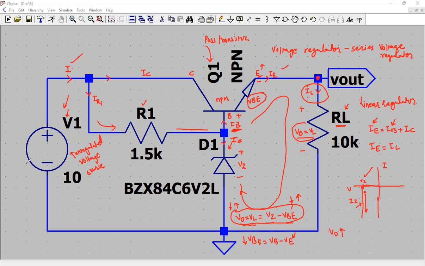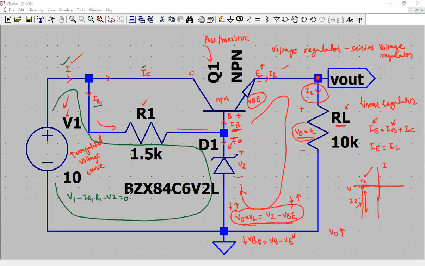Now, let's understand some more things about the input side of the circuit. For example, you see you have this current I that is split into two parts, IR1 and IC, and then KVL can also be applied in this loop. So it says that V1 minus IR1 times R1 minus Vz is equal to 0. That is the KVL in this loop, right?